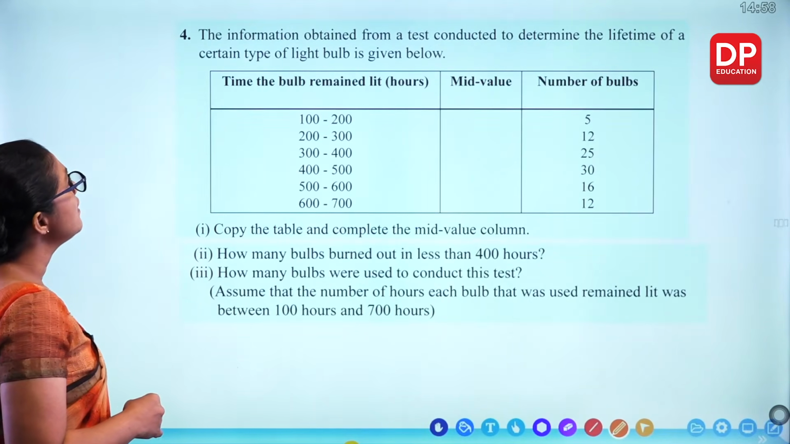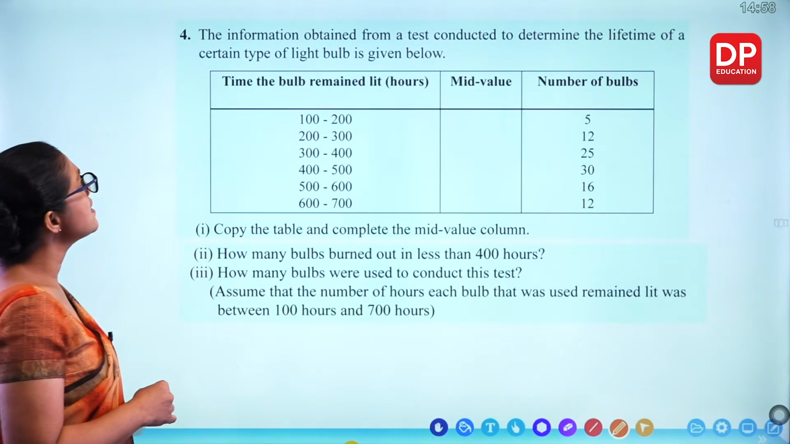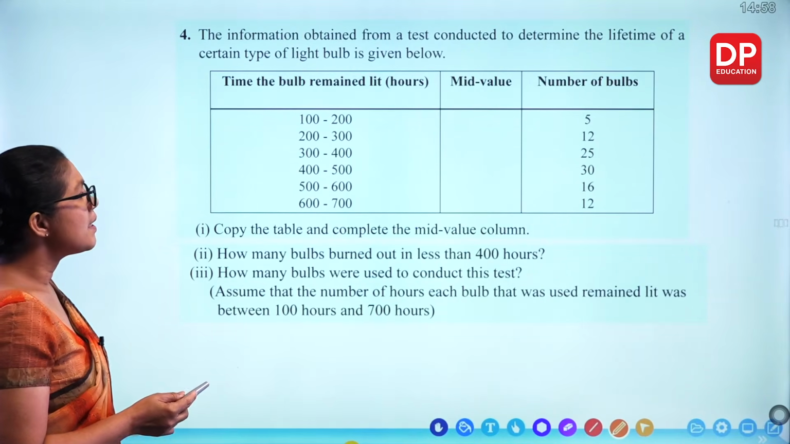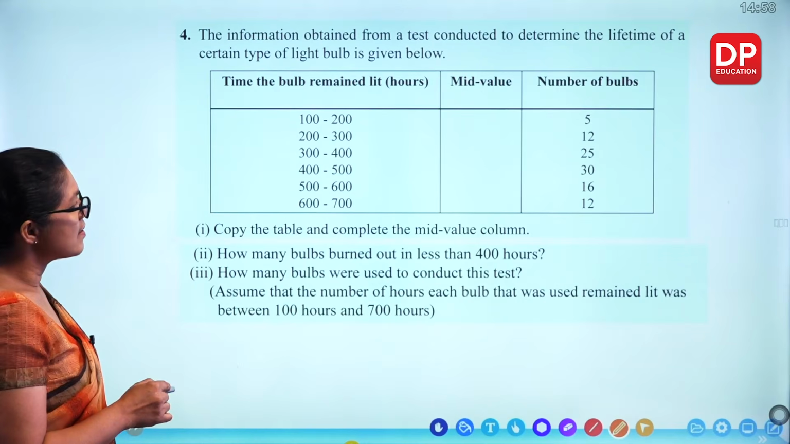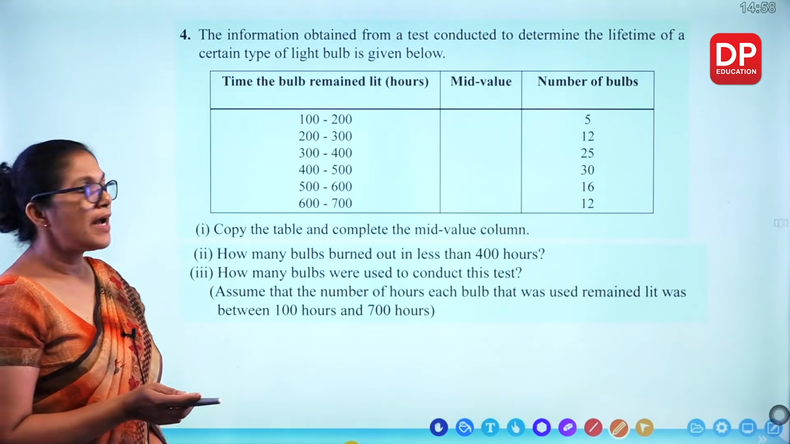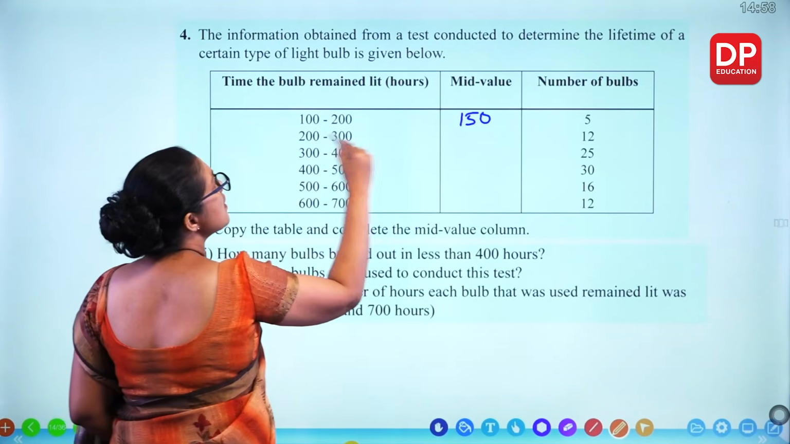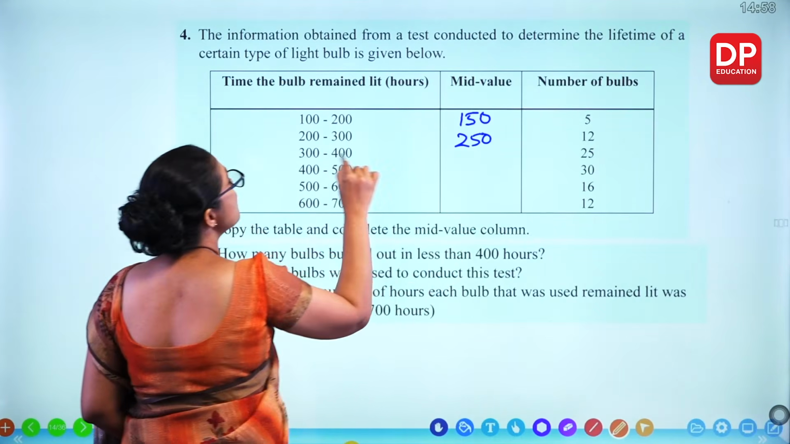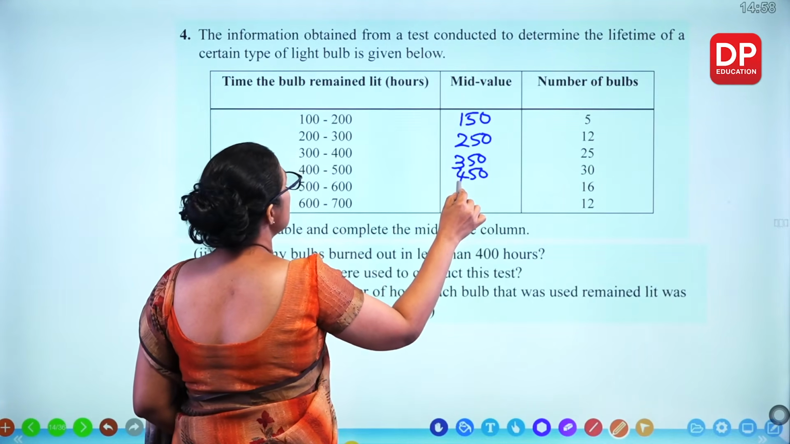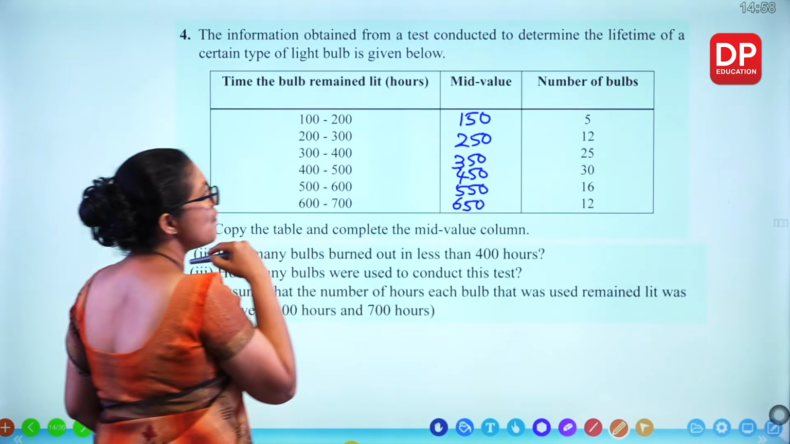Question number 4. The information obtained from a test conducted to determine the lifetime of a certain type of light bulb is given below. Copy the table and complete the mid-value column and answer these questions. 100 to 200, add and divide by 2. 300 divided by 2 is 150. 250. Mid-values 350, 450, 550 and 650 are the mid-values.